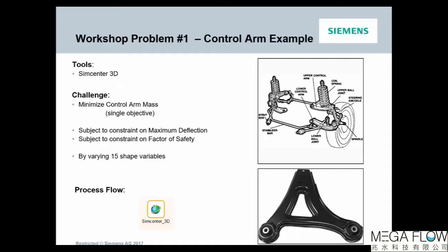So we have a static structural solution set up based on the geometry of a lower control arm. Our goal here is to find the lightweight design of the control arm that satisfies the constraints on maximum deflection and factor of safety. HEEDS will drive the geometry of the control arm by manipulating 15 geometric parameters that are defined in the control arm part file.